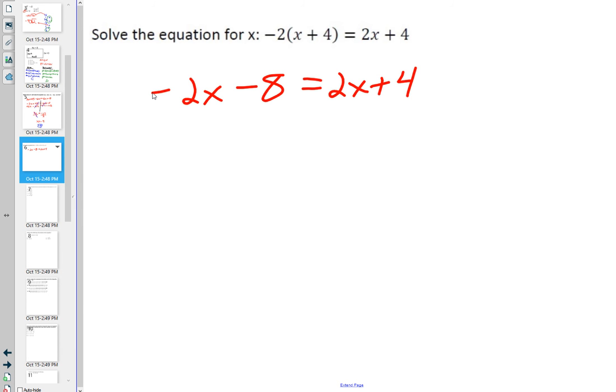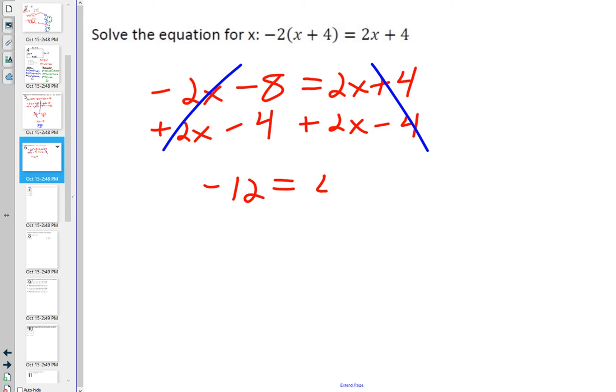And what you want to do, you want to move it from the variable. Plus 2x on both sides. And then you want to subtract the 4. Good. Bring the 4 to the other side. Subtract out. So -12 is equal to 4x divided by 4.